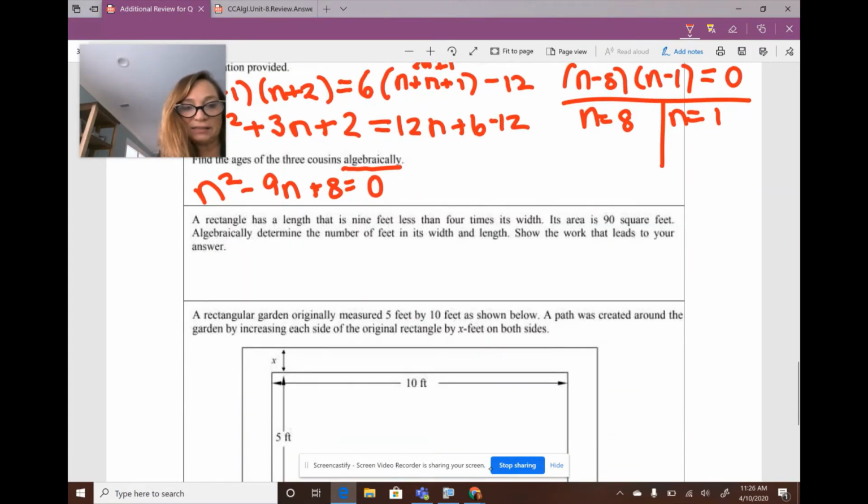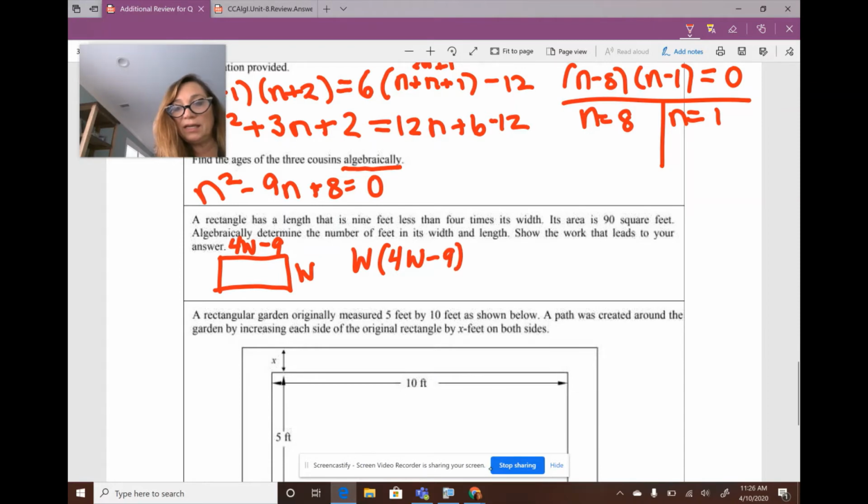Okay, so a rectangle. I draw pictures instead of writing let statements, which is fine. You could do it either way. I'm going to let W equal the width. A rectangle has a length that is 9 feet less than 4 times the width. So 4 times is 4W, and it's 9 less, so 4W minus 9. Area is length times width, so W times (4W minus 9), and that's equal to 90. Okay, so 4W squared minus 9W minus 90 equals 0.